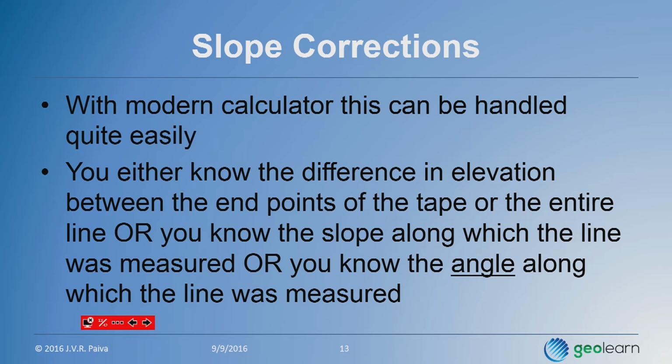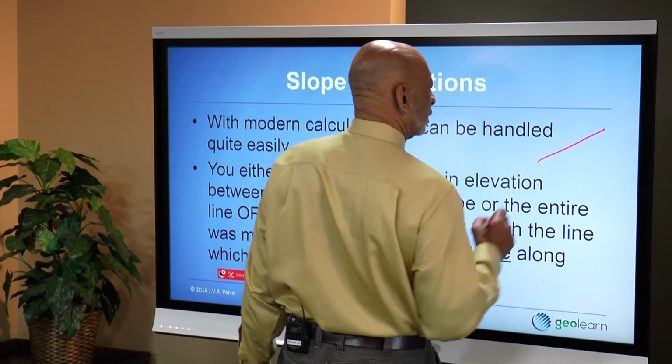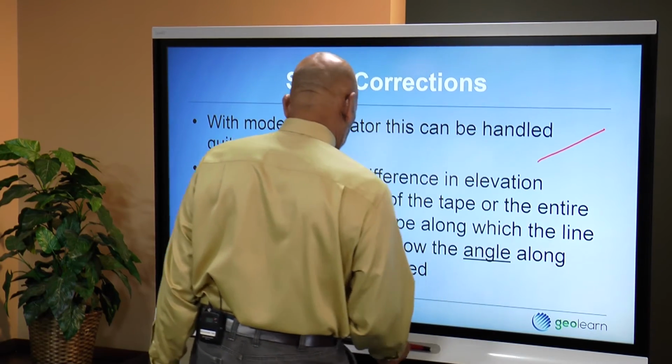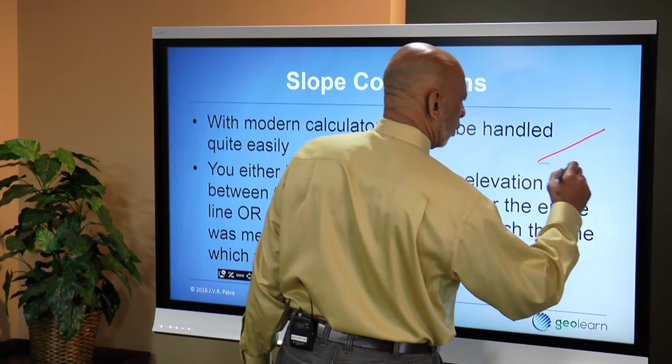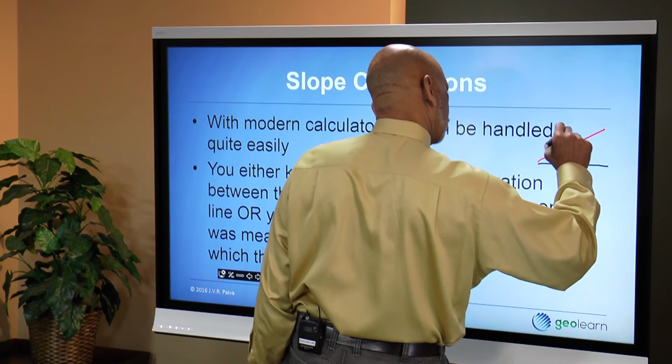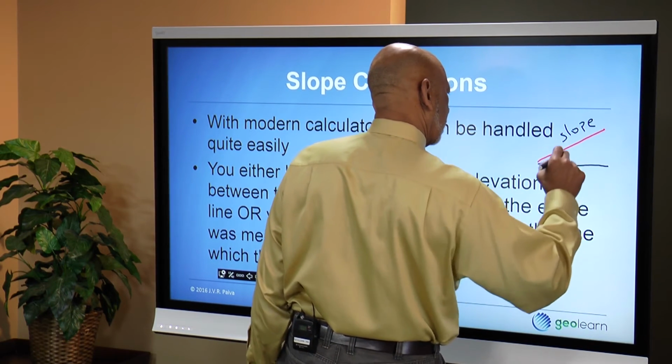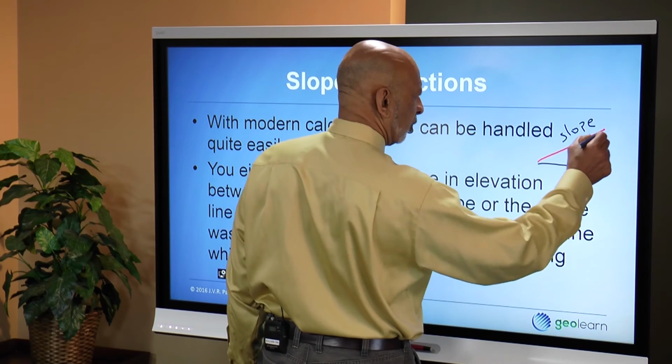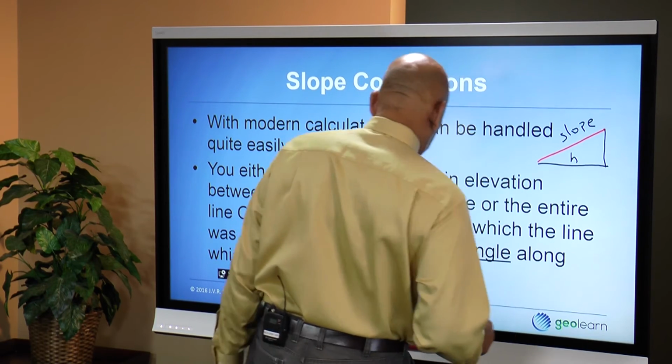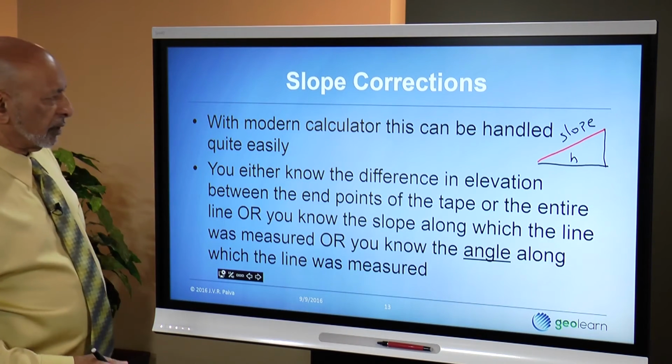Because what have you done? You measured a distance along the slope, and what you want to know is what is that horizontal distance. So this is the slope, this is the horizontal. And later on, we'll also be talking about a need to maybe calculate the vertical as well.